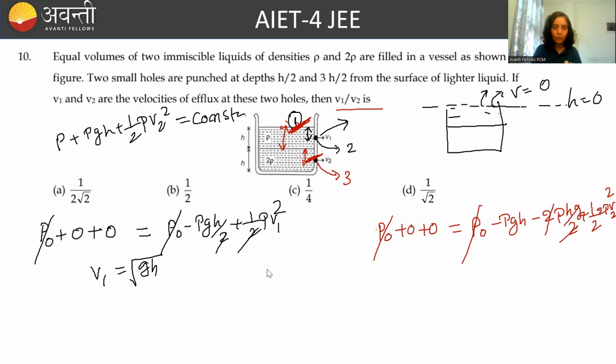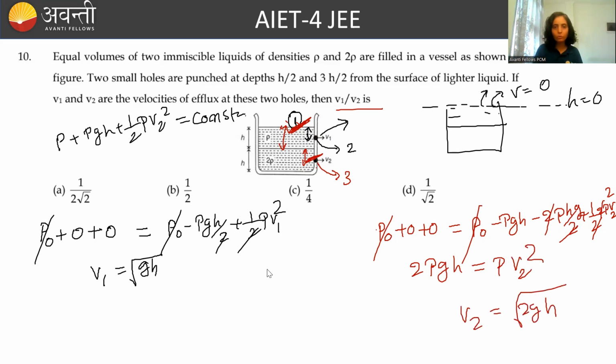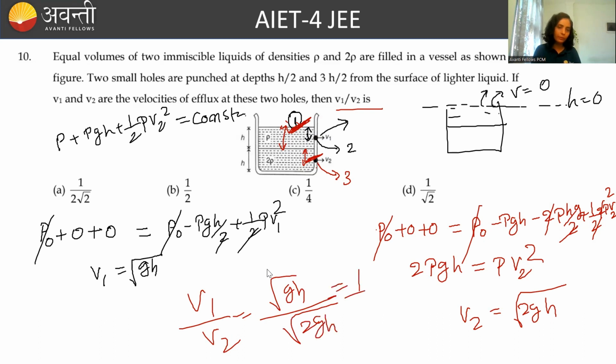So now this is equal to how much? Rho g, you write here. So this is equal to 2 rho gh, and 2 rho will cancel out, giving v2 square. So v2 is equal to root of 2gh. Now what is the value of v1 by v2? That is equal to root gh by root 2gh. So this is equal to 1 by root 2. So the correct answer should be what? It should be D.